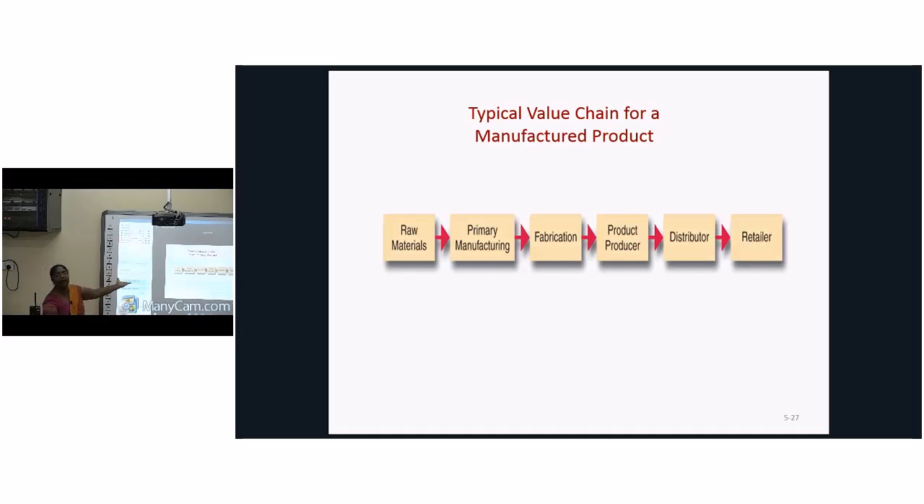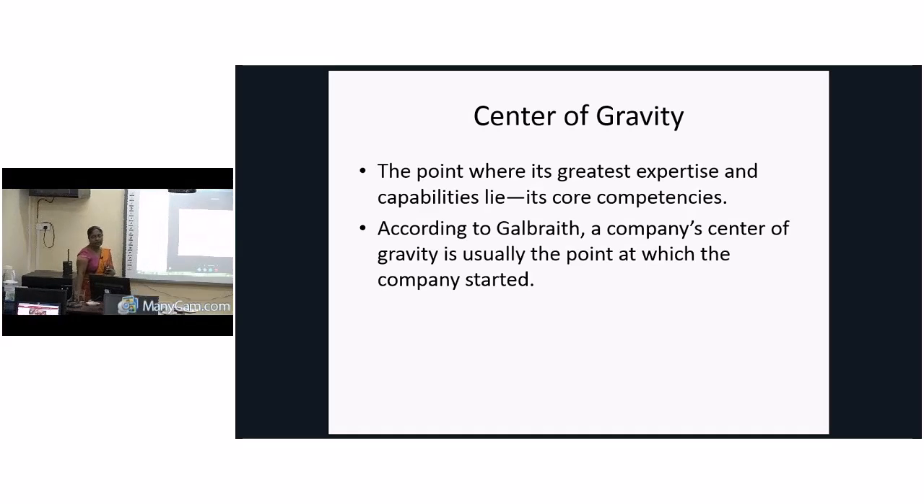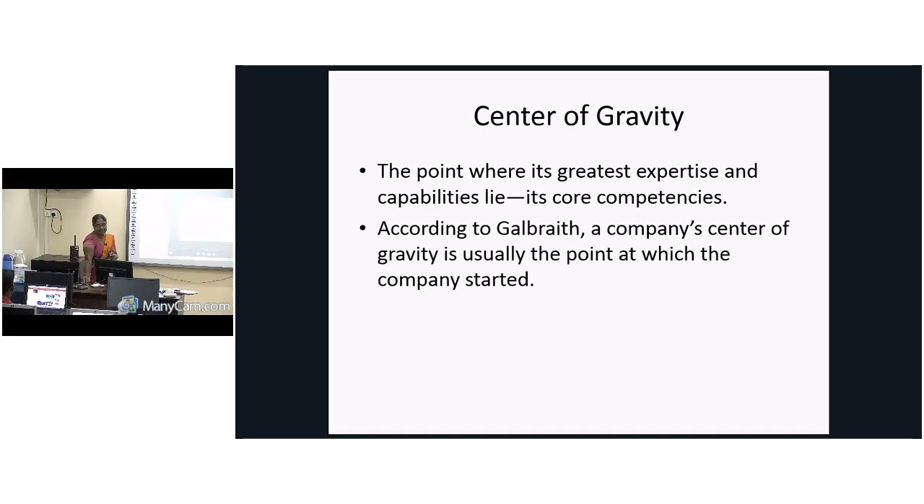In the fabrication task, some are highly excellent. Some companies are excellent in fabrication, some are excellent in distribution. Their center of gravity lies at that point. The center of gravity is the point where its greatest expertise and capabilities lie, and that is called its core competency. So the particular company's core competency lies with fabricating.